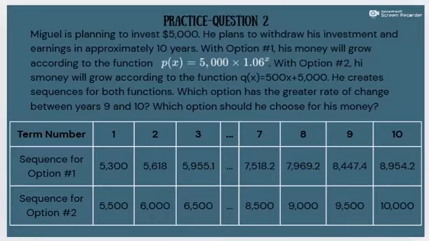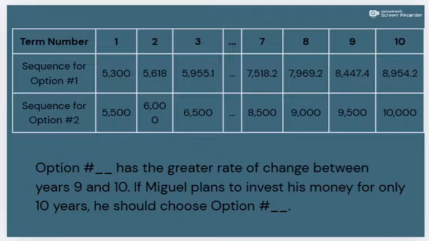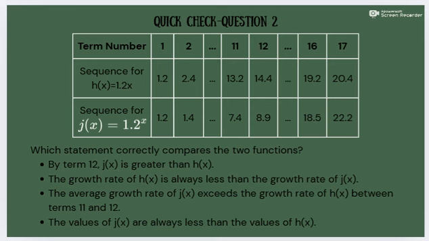And because he's going to leave it in there for 10 years, he should choose option number 1 because he's going to get a whole whopping $6.80 more money. Yay, Miguel, look at you. Option number 1 has the greater rate of change between years 9 and 10. If Miguel plans to invest his money for only 10 years, he should choose option number 1. Wow, Miguel.